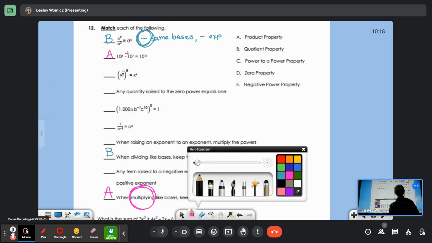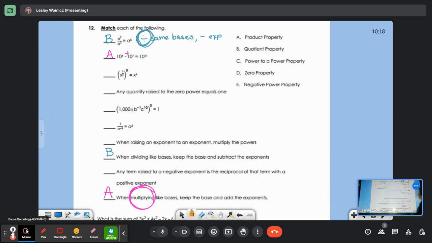Okay, third one. Yeah, this is taking a power and raising it to a power. So, what happens? How do I use half and 8 and get 4? Yeah, we're multiplying them. If you're like, I can't see it, it's got fractions, you can try this. Try x squared to the third power.